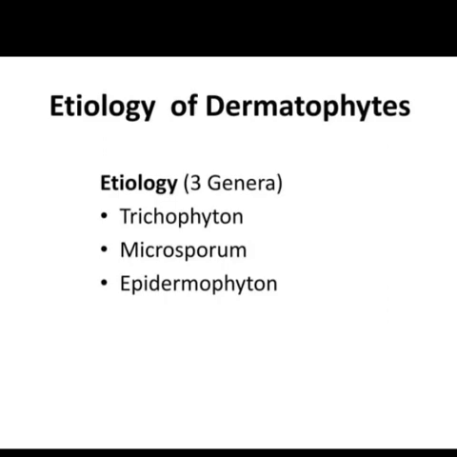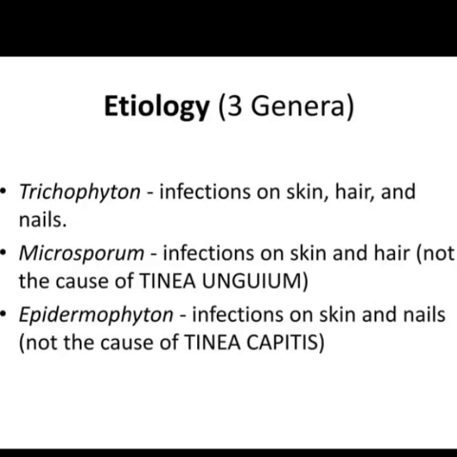Etiology of the dermatophytes: there are three etiologic groups, which we can also call genera: Trichophyton, Microsporum, and Epidermophyton. Trichophyton causes infection of the skin, hair and nails. Microsporum causes infection of the skin and hair, not tinea unguium. Epidermophyton causes infection of the skin and nails, not tinea capitis.